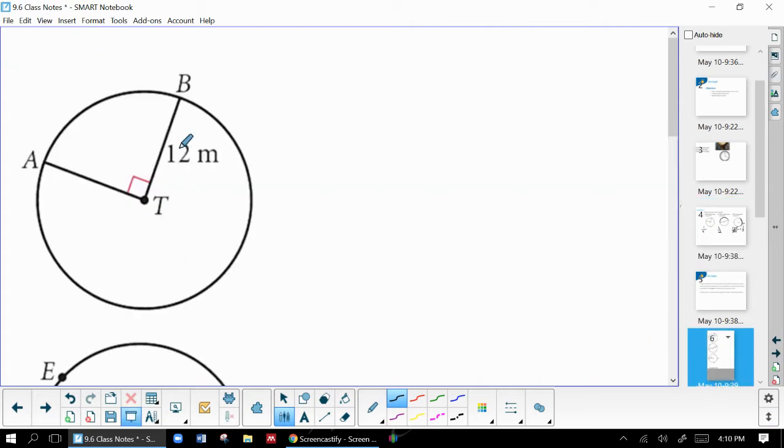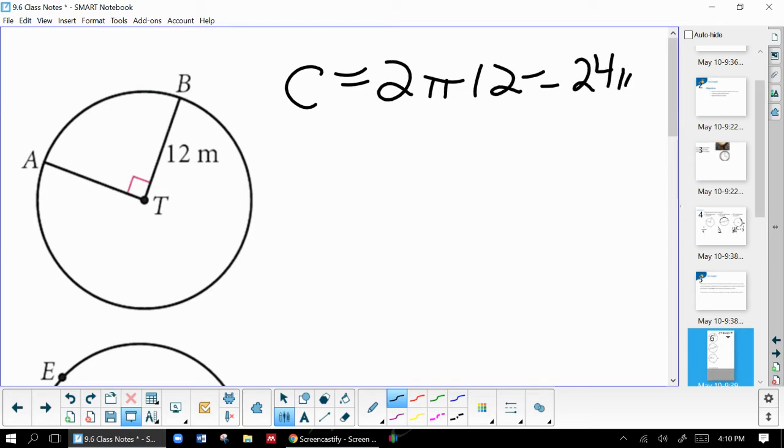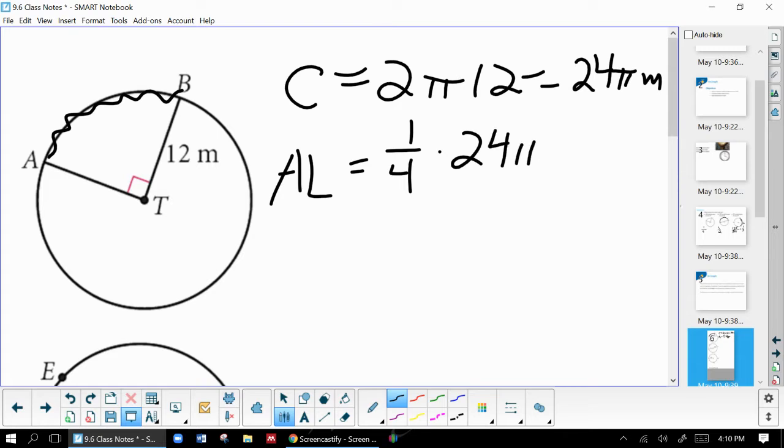So taking a look here, we've got basically the exact same picture. This time they tell us the radius. So first thing I'm going to do is find the circumference. I've got 2 times pi times my radius, 12. 2 times pi times 12, which is 24 pi meters. And we talked earlier about how this is a quarter of the circle. So to find the arc length, we're just going to take a quarter of 24 pi.